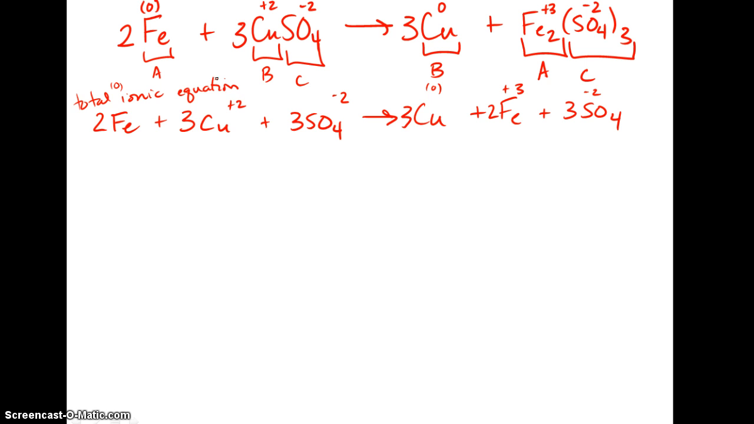What I'm going to do now is I'm going to cancel out the things that did not change. So I look at the iron, and it has a 0 charge. It actually changed to have now a +3 charge. So that clearly changed. The copper had a +2 charge, and when I look at the product side, it has a 0 charge. So that one definitely changed its charges. The sulfate did not change. It has a -2 charge and a -2 charge here, so we cancel it out. Those actually didn't change in the reaction.